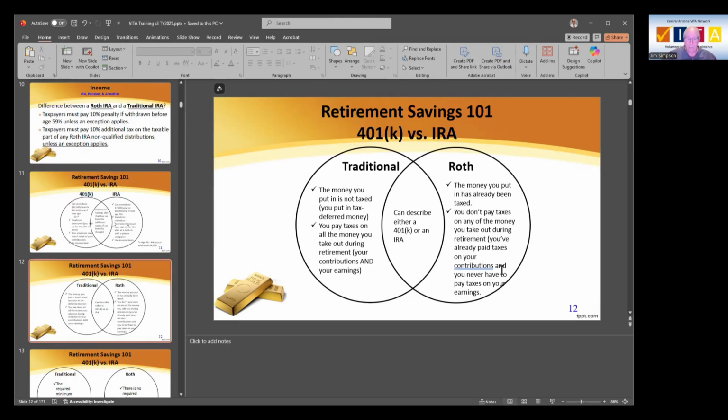Now remember, you have to be 59 and a half. You've already paid tax on your contributions. And here's the good part of this. You never have to pay tax on the earnings. That makes it pretty good.